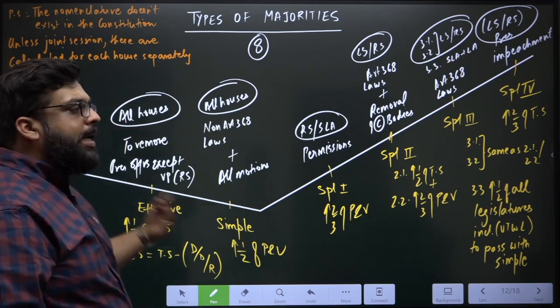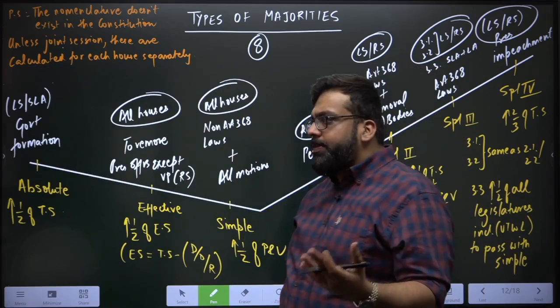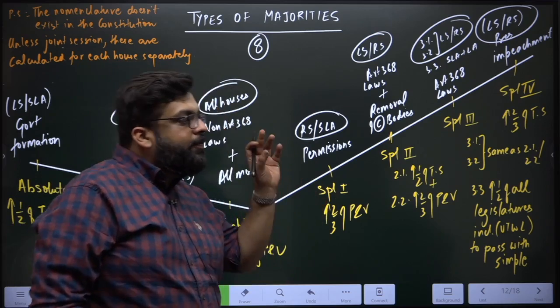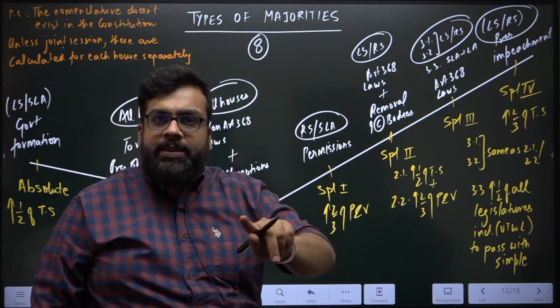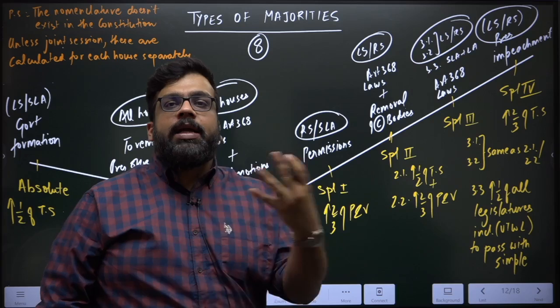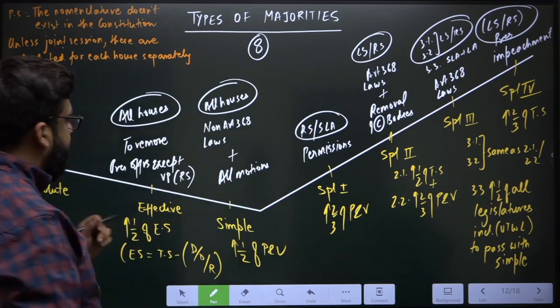And 2, unless it's a joint session, you will only be using simple majorities. In joint sessions, these majorities are for that specific house. So a majority for house 1 and a majority for house 2. Houses don't sit together. It's not a collective majority. It is a house-specific majority, right?